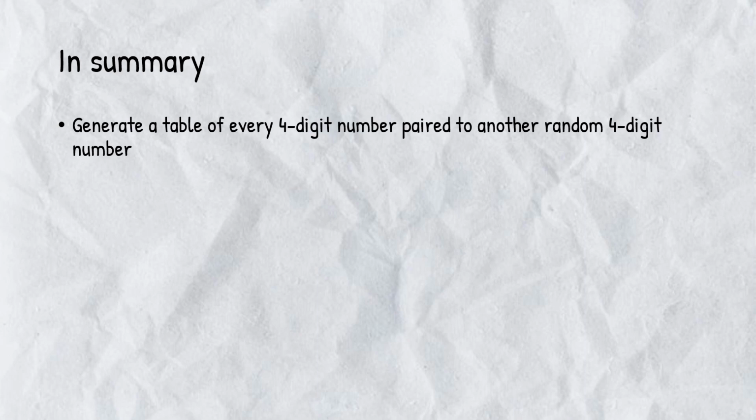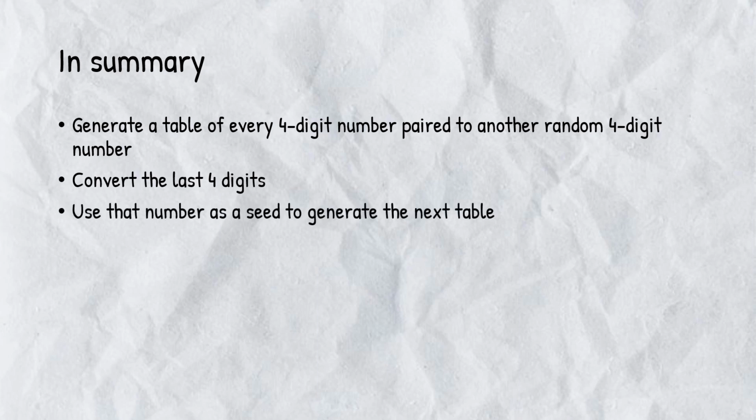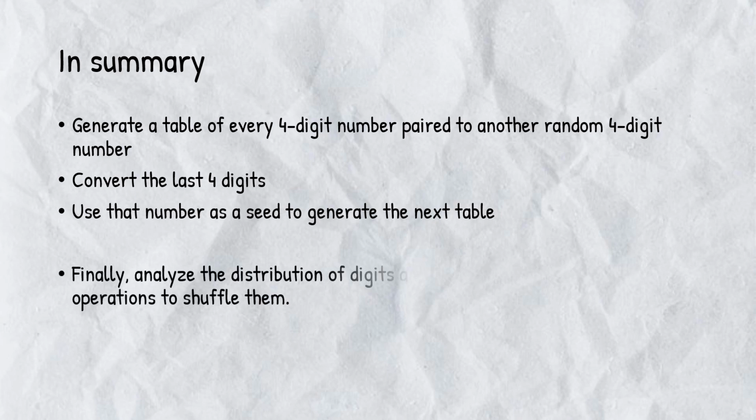Generate a table of every 4-digit number paired to another random 4-digit number and convert the last 4 digits. Use that number as a seed to generate a new table and take the next 4 digits, and so on. Then, analyze the distribution of digits and generate a random list of operations to shuffle them. Because the digits don't change, you can generate the same list of operations and do it backwards. As for the chunk shuffling, because we always use the resulting number as the next table, we can also work backwards there and find out which tables were used to produce the number. So because the entire algorithm is reversible, we know with certainty that every single combination of outputs exists within this algorithm.